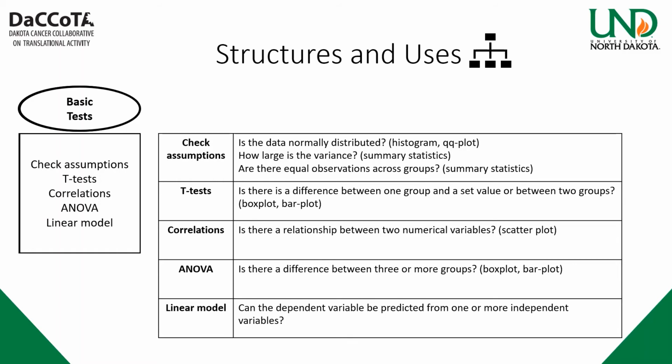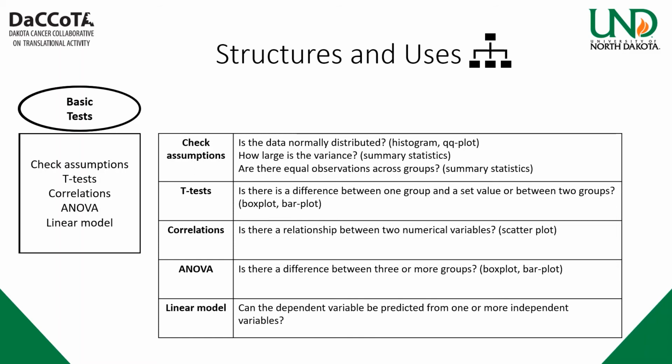Finally, there are basic tests. First of all, you can do a very important step called checking your assumptions. A lot of statistical analyses require certain assumptions, like is the data normally distributed, and you can use a histogram or a QQ plot for that. You also ask how large the variance is, or whether there are equal observations across groups, other important assumptions. Those can be done with summary statistics. Then there's a simple t-test, which asks if there's a difference between one group and a set value, or a difference between 2 groups. And you'll often show the results of this with a box or a bar plot.